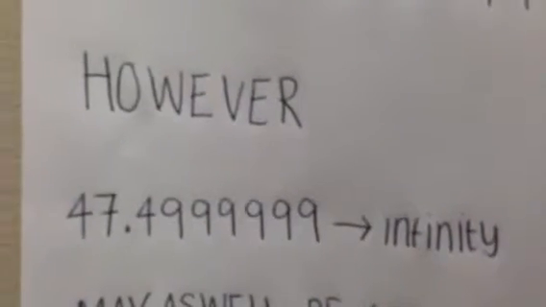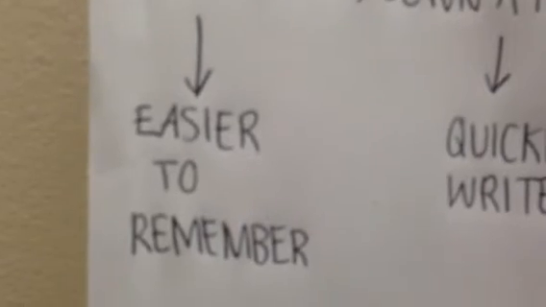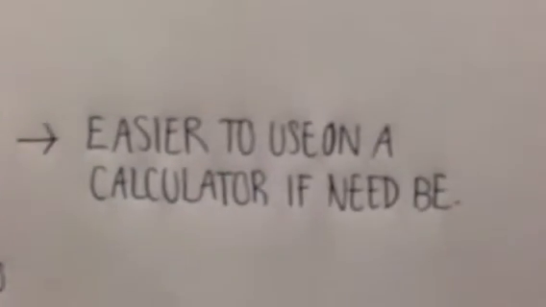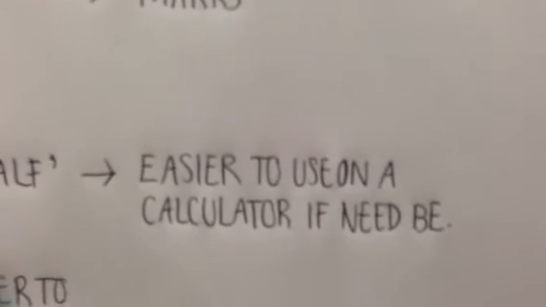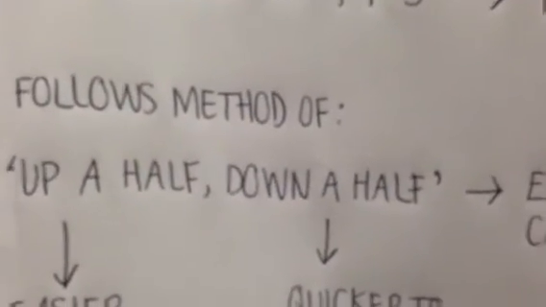However, 47.49999 all the way to infinity may as well be equal to 47.5, which would get you the marks as well. This follows the method of upper half, downer half, which is not only easier to remember, but quicker to write and easier to use on a calculator if need be. So if you're given a bounds question in an exam, try and remember upper half and downer half.